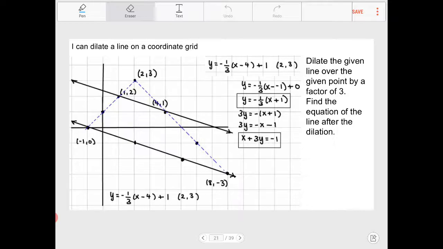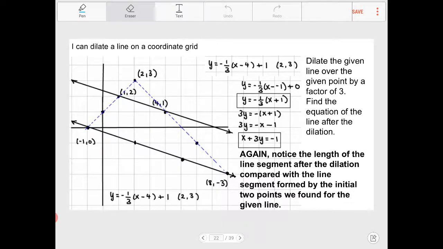If you want to rewrite it in standard form, you can also multiply both sides by 3 and bring everything over to one side. But again, odds are on the Regents, this is probably where you can end, okay? But this is just another way of writing that same equation in standard form. Let's take a look at the next problem.